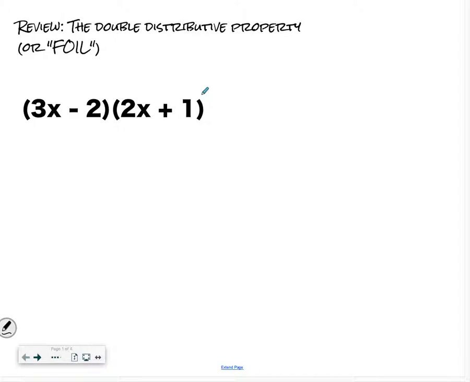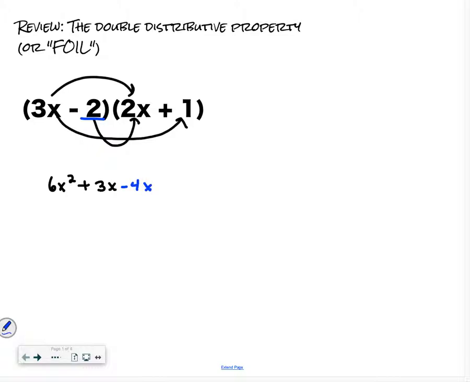So if I have 3x and I distribute it into the 2x, I end up getting 6x squared. And if I take the 3x and I distribute it into the 1 as well, I get plus 3x. I then take my negative 2 and I distribute it. So this negative 2 is going to go into both pieces of the second binomial. So I'm going to get a negative 4x, and I'm also going to take the negative 2 times the 1, and I get a minus 2.